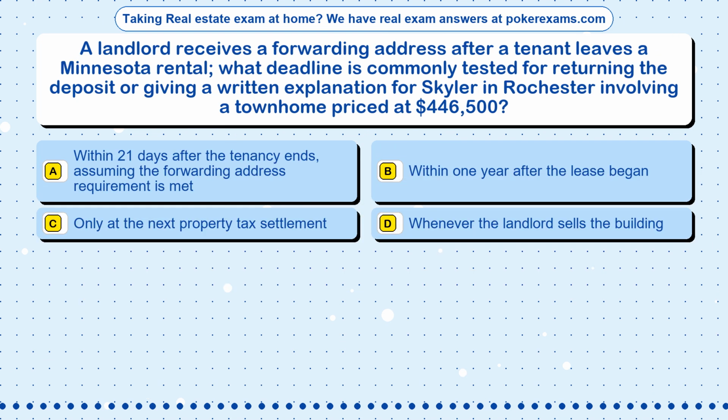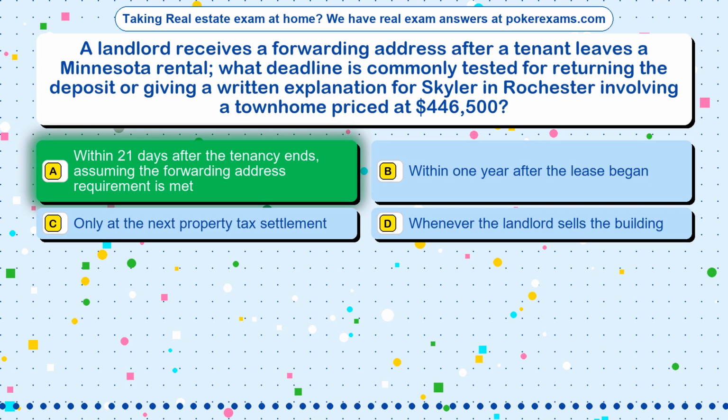Question 33. A landlord receives a forwarding address after a tenant leaves a Minnesota rental. What deadline is commonly tested for returning the deposit or giving a written explanation for Skylar in Rochester involving a townhome priced at $446,500? Option A. Within 21 days after the tenancy ends, assuming the forwarding address requirement is met. Option B. Within 1 year after the lease began. Option C. Only at the next property tax settlement. Option D. Whenever the landlord sells the building.